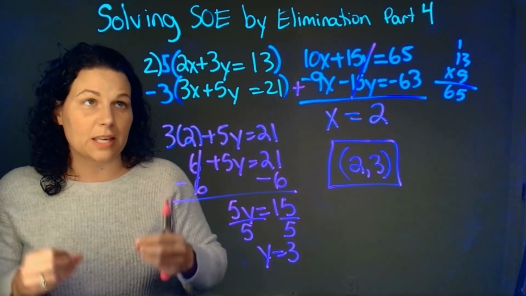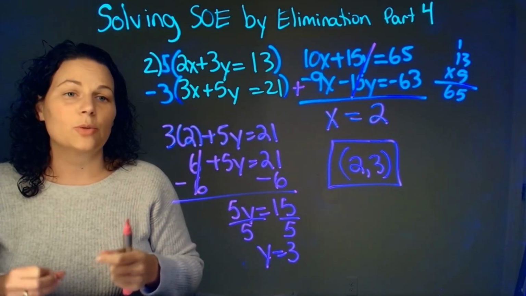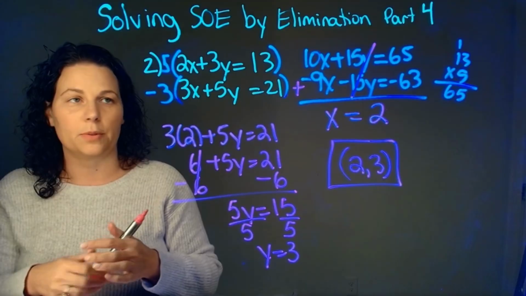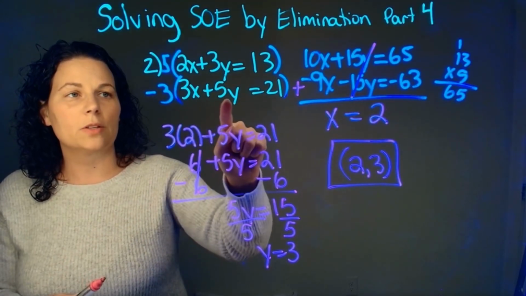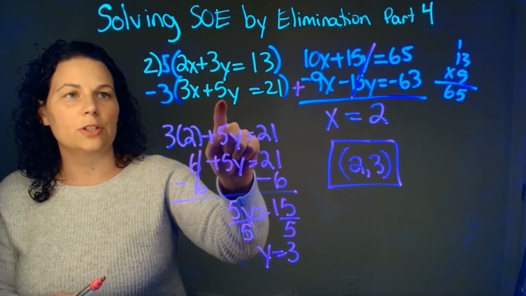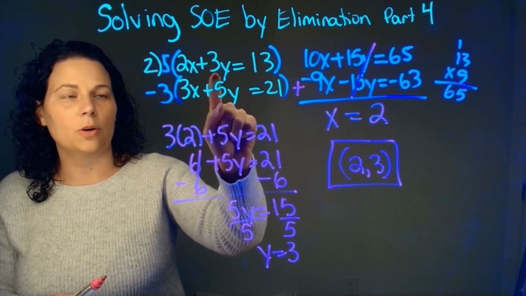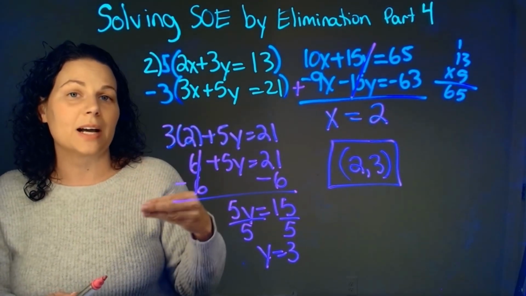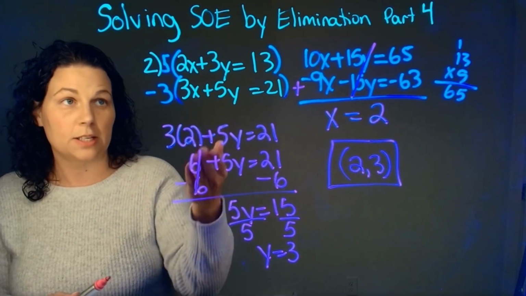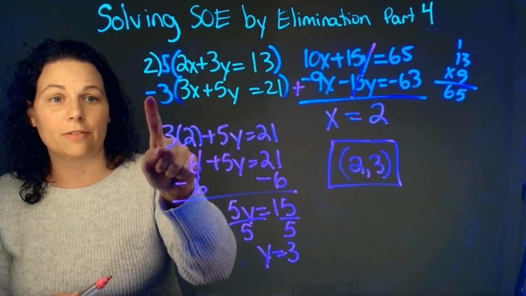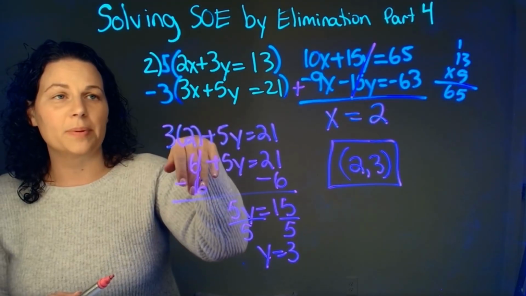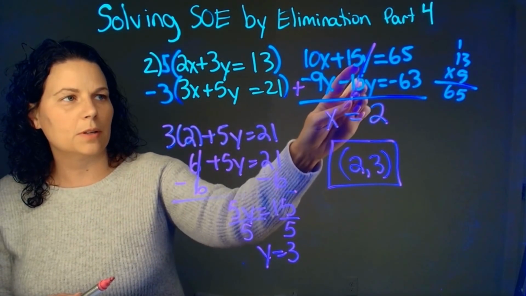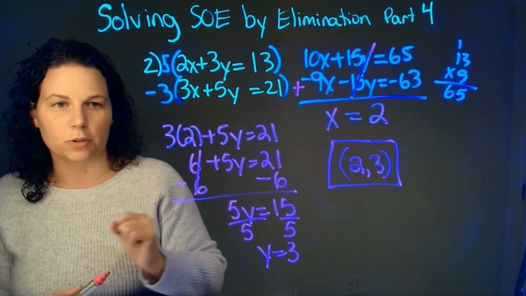Remember with these, you are trying to get the same number but opposite sign in front of one of your variables. So the easy way to do this, multiply this coefficient to the top, multiply this coefficient down to the bottom. Then decide, do they have the same signs? If yes, which they did here, I need to have a negative on one of them. If they already have opposite signs, you don't need that negative. Your goal, same number, opposite signs when you multiply.